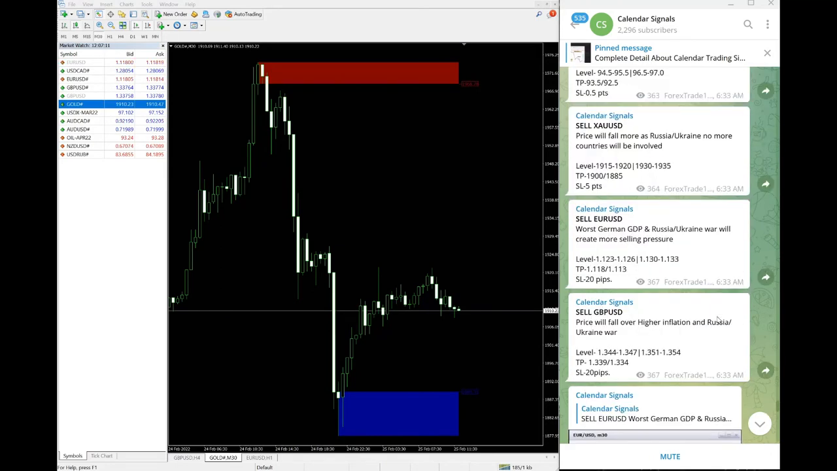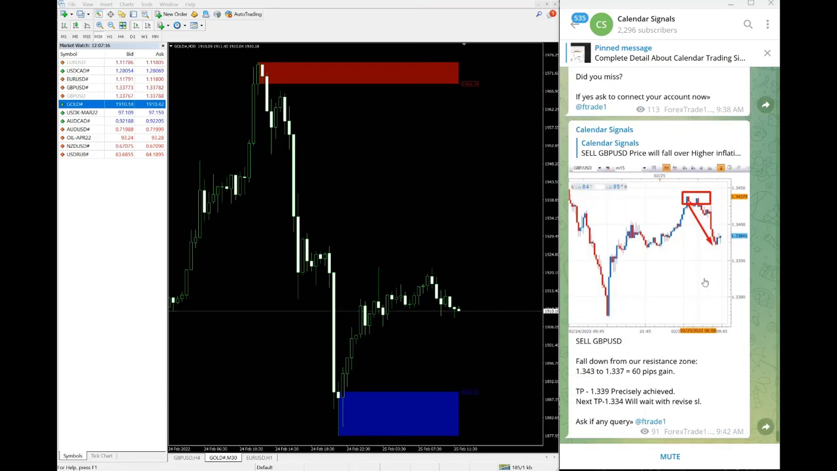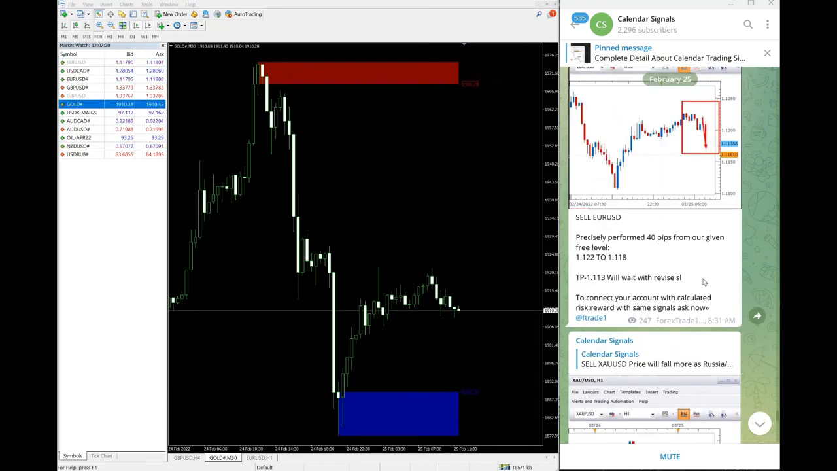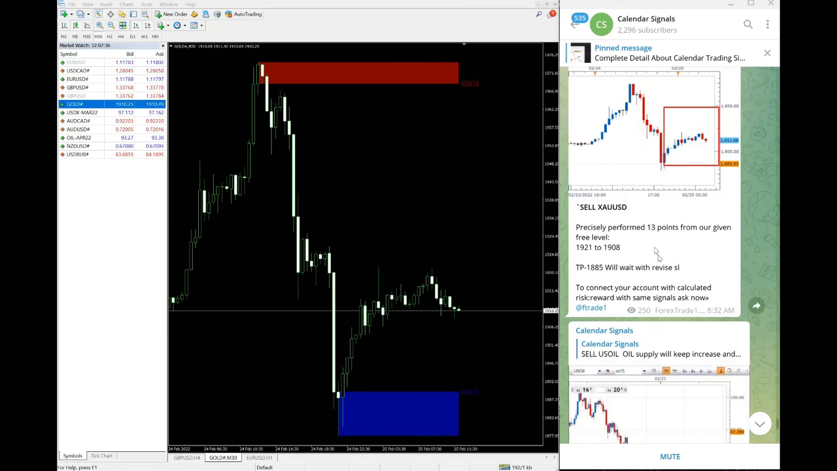Then the next signal performed is EURUSD, sell EURUSD. 40 pips gain from the given level. Very small movement, but it moved from our precise entry point and gave 40 pips gain. And all these things you can find on this free channel. You can cross verify it as well.